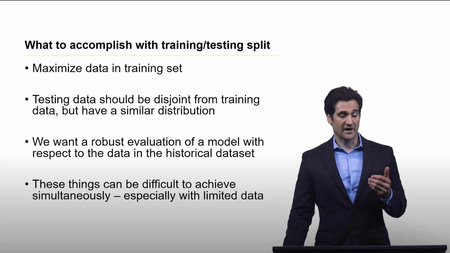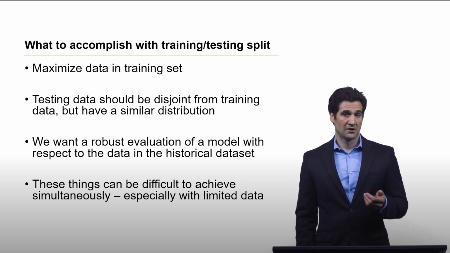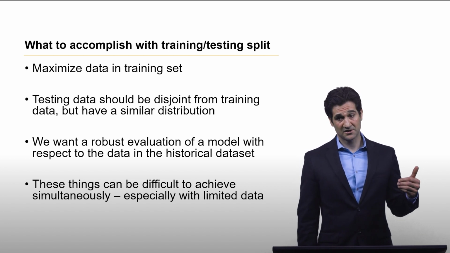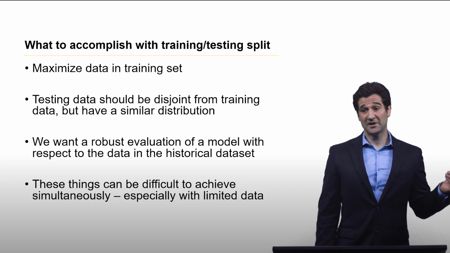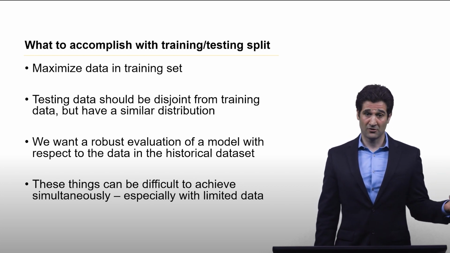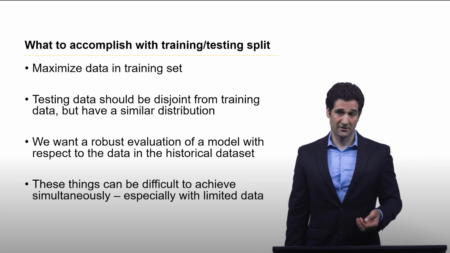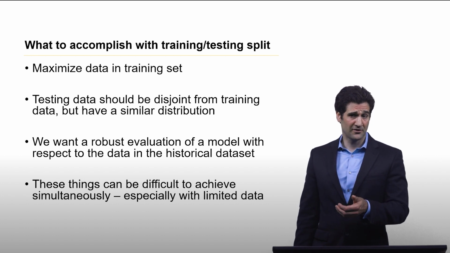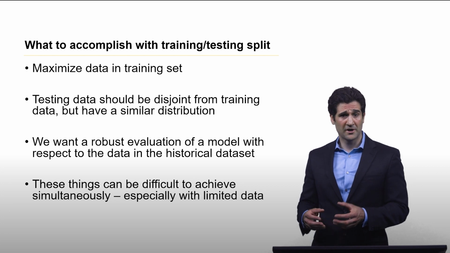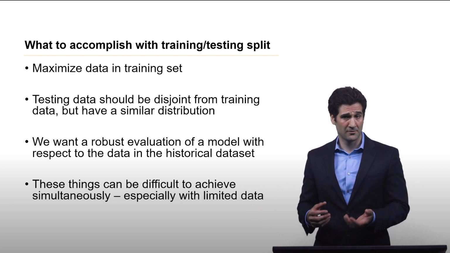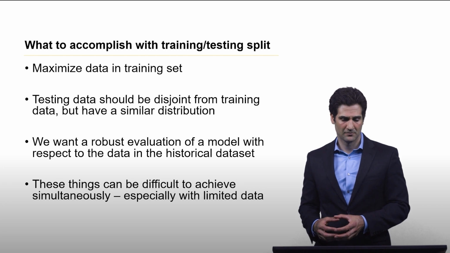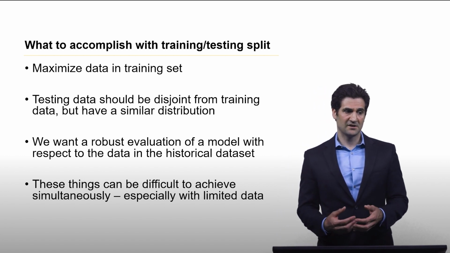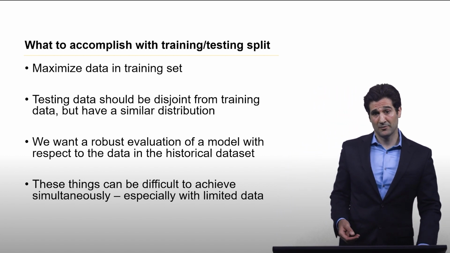Now, we want to do a robust evaluation of the model with respect to the historical data set in total. So if we took a split like I showed you in the last slide, it would not be a robust evaluation. It would perform poorly for that particular class of flower that was underrepresented in the training data. And additionally, for some of those flowers, like the one in class 0, we would have no clue about how well or poorly it performed because it wasn't even represented in the testing data. Now, of course, these things could be difficult to achieve simultaneously, and in many machine learning applications, we may have a limited amount of data.